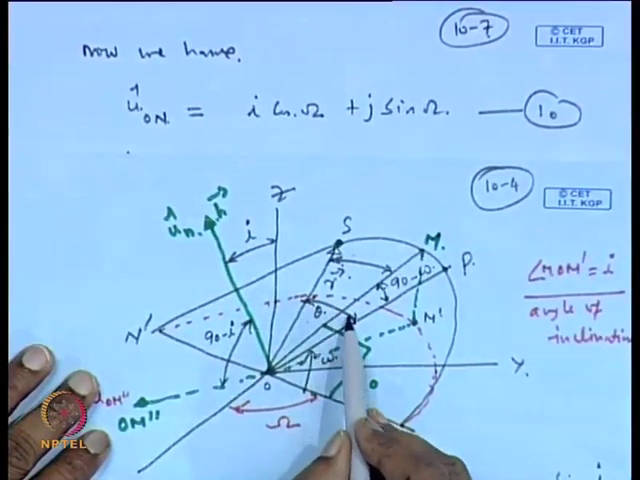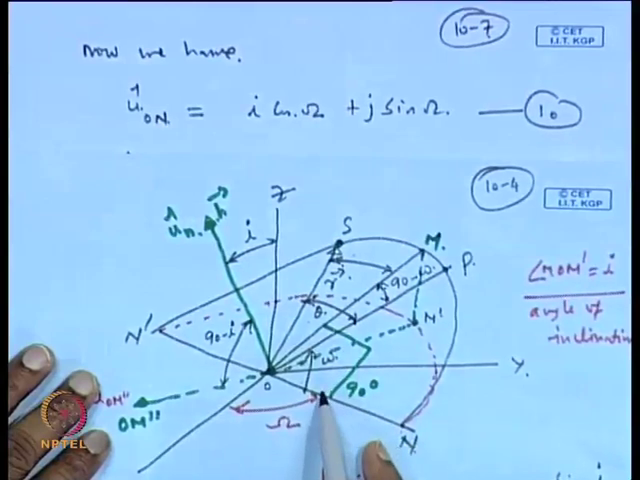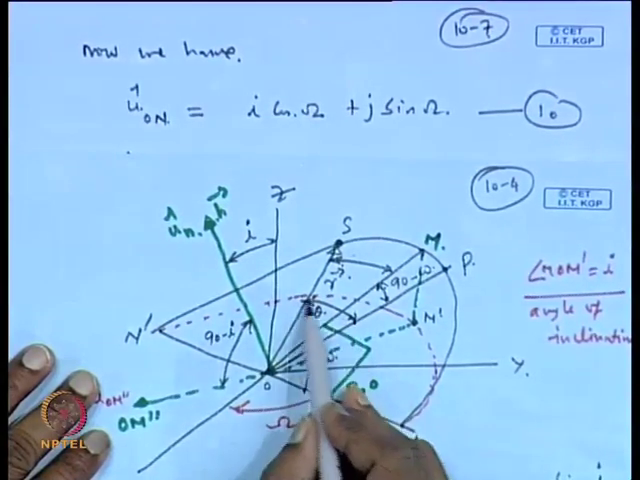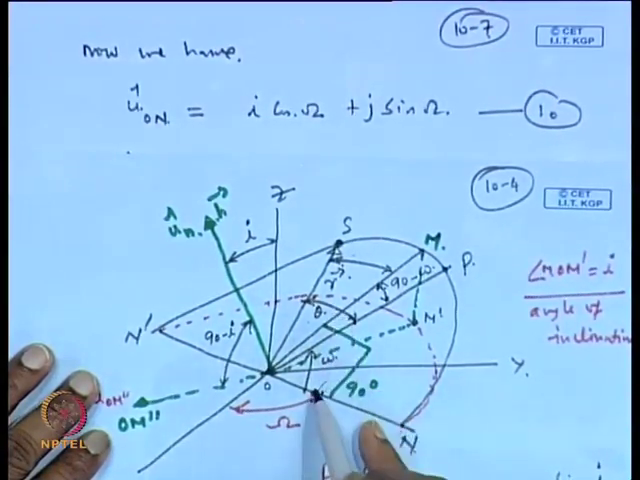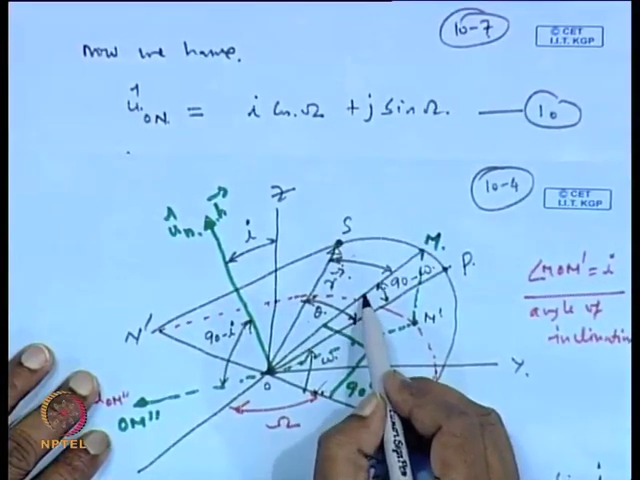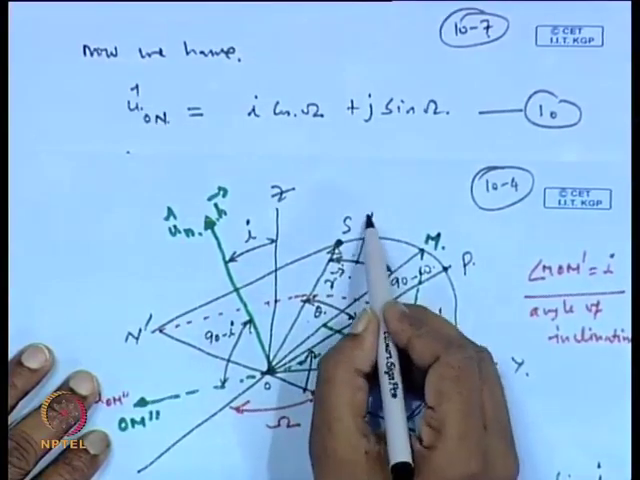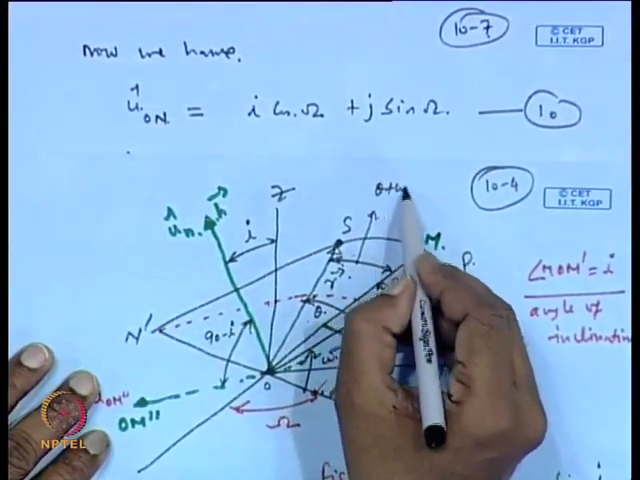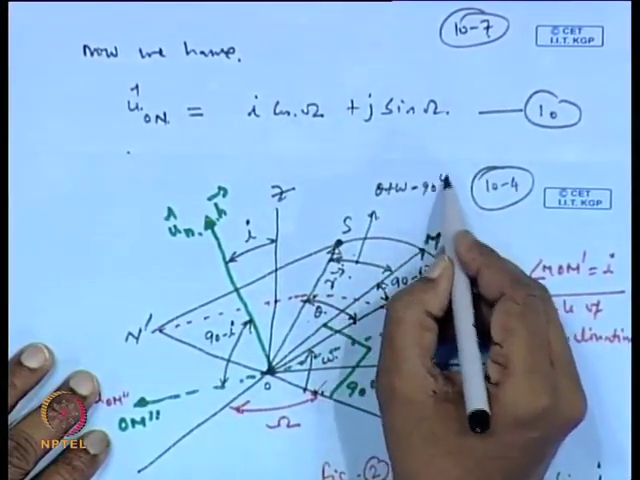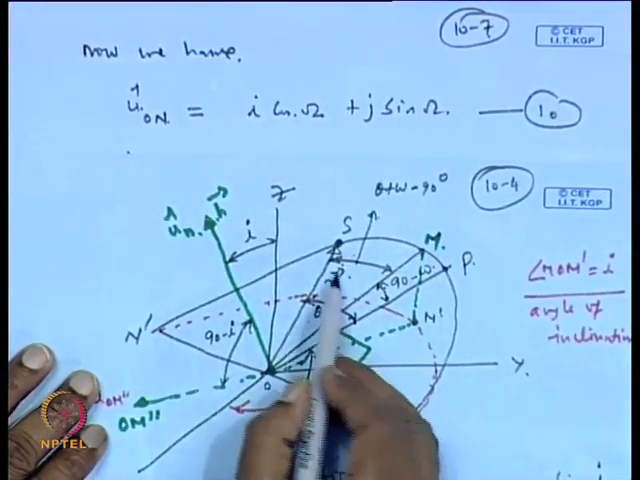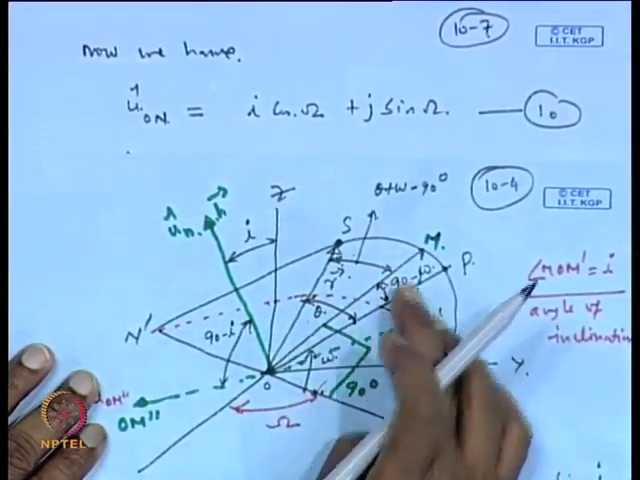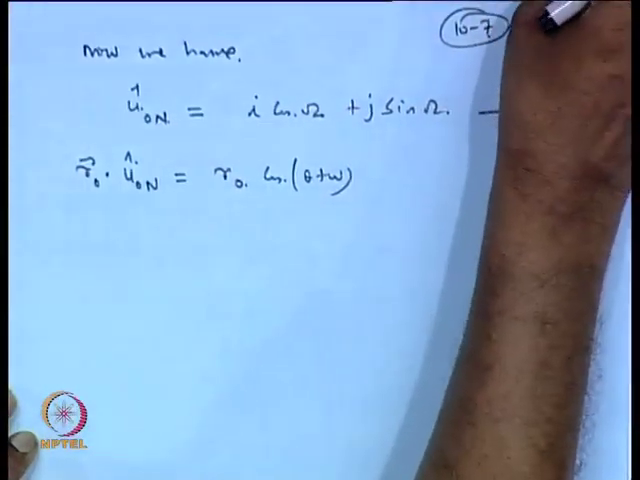So, from here to here we see that this is the angle theta, and from here to here this is the angle omega. So, this total angle from here to here is theta plus omega, and if we subtract from this the 90 degree, this angle will be nothing but theta plus omega minus 90 degree. Okay. So, we can utilize this to find out theta plus omega.